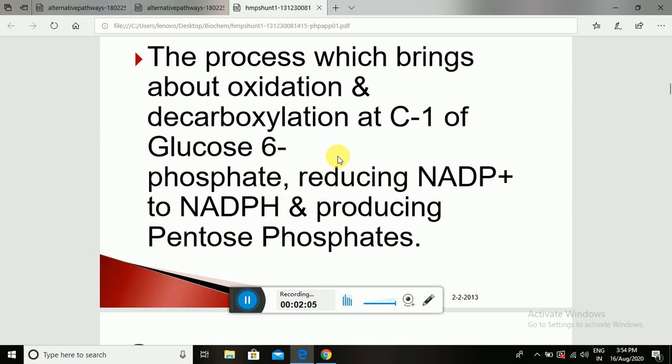In glycolysis, glucose gets converted into glucose 6 phosphate, then into fructose 6 phosphate, and then into fructose 1,6 bisphosphate. But in this pathway, glucose gets converted into glucose 6 phosphate, and then the oxidation and decarboxylation reactions are carried out, and the 6 carbon molecule is converted into a 5 carbon molecule known as a pentose phosphate. Because of this it is known as the pentose phosphate pathway.